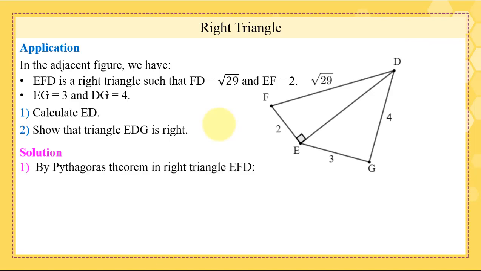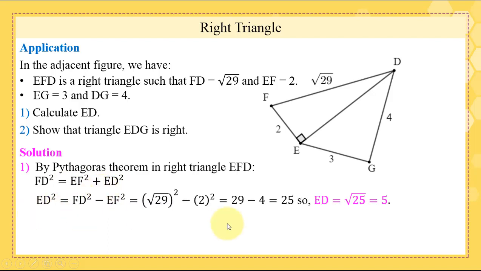In triangle EFD, we want to find the length of ED. So we apply Pythagoras theorem because we have the lengths of two other sides. We say that FD squared, we start with FD because it is the hypotenuse, FD squared is equal to EF squared plus ED squared. Then by calculation, ED will be equal to 5.